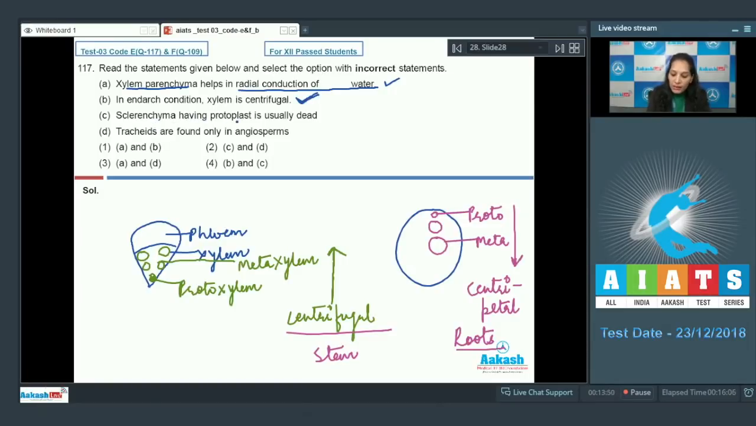See, sclerenchyma having protoplast is usually dead. Sclerenchyma don't have protoplast at maturity and they are dead. So this statement is incorrect. D. Tracheids are found only in angiosperms? No. Tracheids are not found only in angiosperms. They are the components of the xylem which are found in all types of vascular plants, be they pteridophytes, gymnosperms or angiosperms. So statement D is also incorrect. By seeing the options, we can say that the correct option for the given question is option number 3. Let's move on to the next question.